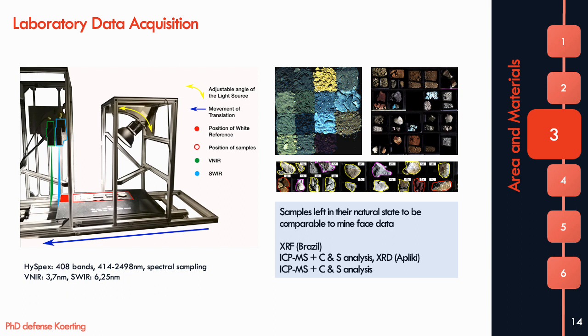For the laboratory data acquisition, also the high-spec system was used, but it's mounted on top of a translation stage, which means the samples are moving underneath the sensor to create this image that is created line by line. The samples were left in their natural state to be comparable to the mine face data. This means that we have weathered surfaces, fresh rock surfaces, we have soil-like components that are inhomogeneous, and we also had evaporites.